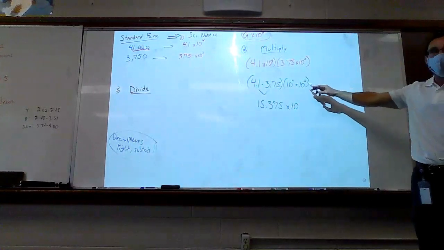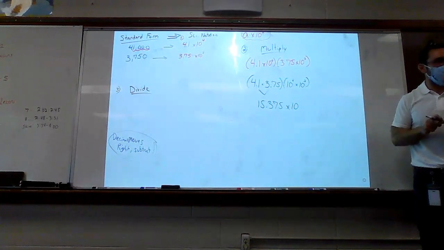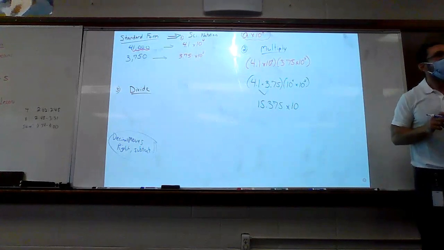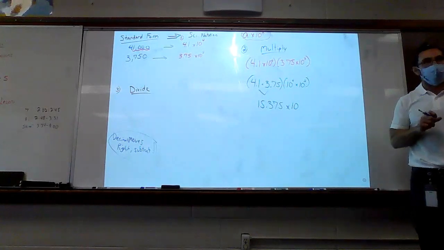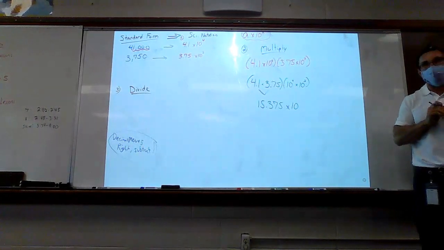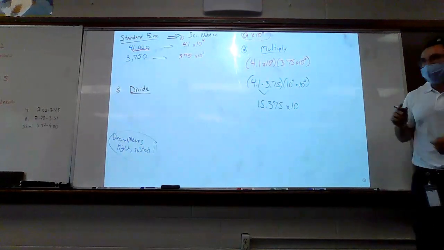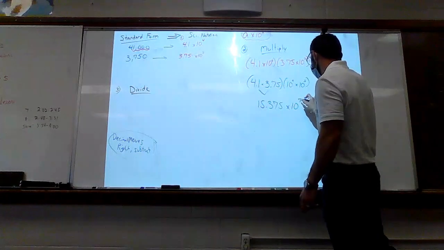What do we do with the exponents? What do we need to do with the exponents if they're the same base? What are we going to do? Go back to the other example. What do we do when we have like bases? Do we multiply the exponents? Do we add the exponents? Do we subtract them? Do we divide them? We add them. 4 plus 3 is 7.